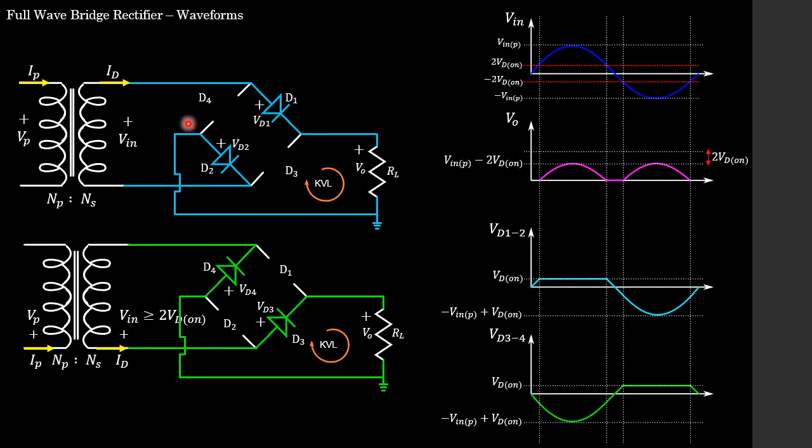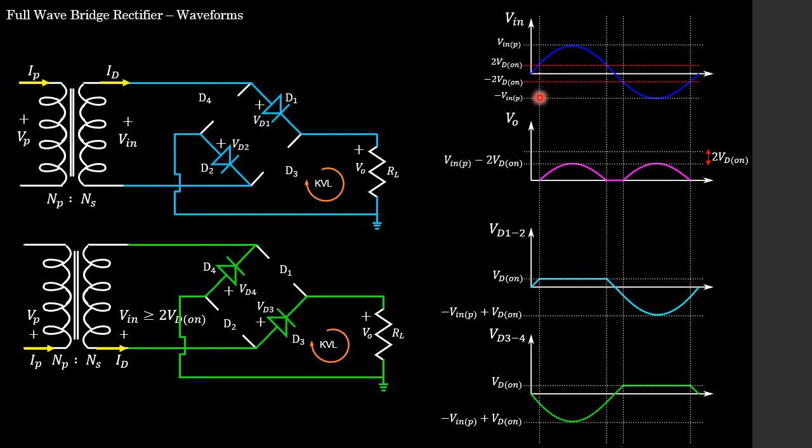Next up, students, let's have a look at the waveforms that we see in our full wave bridge rectifier during the positive and negative half cycle. So here we have the positive half cycle equivalent circuit, and here we have the input voltage waveform, positive half cycle moving into the negative half cycle. So let's stick with the positive half cycle. We know that our circuit is only going to switch on and conduct when we have passed 2 times VD on, which is this point over here.